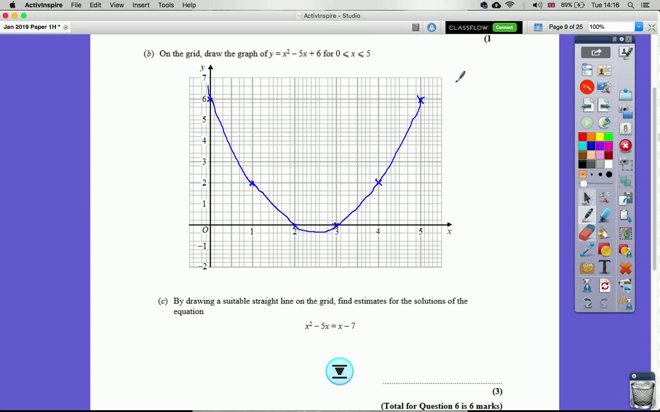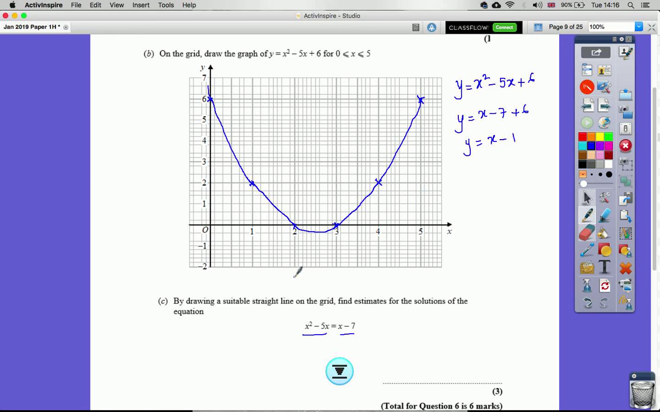So we do y is equal to x squared minus 5x plus 6. Now they said x squared minus 5x is x minus 7. So let's substitute this value into the equation. So I do y is equal to x minus 7 plus 6. y is equal to x minus 1.